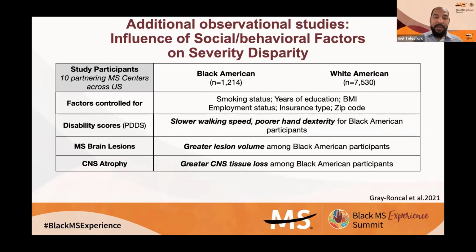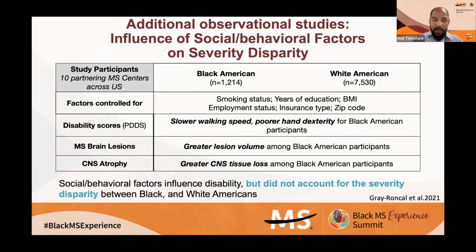However, even as they controlled for the influence of these factors, what was borne out was that, even though they could influence some of these measures, like the brain lesions or the disability scores, these factors didn't completely account for this discrepancy or disparity present between these two groups, between Black and white Americans with MS.